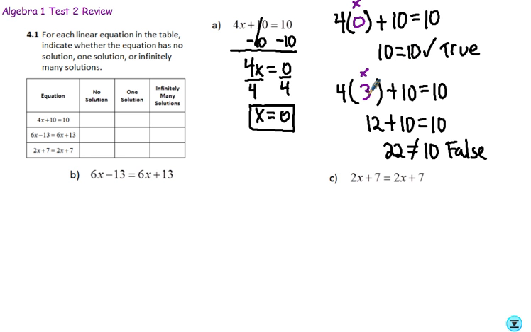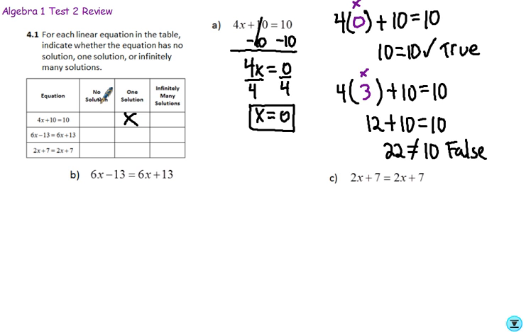Right? So because there's only one number that we could plug in for x that would give you a true statement, that means that there's only one solution. So for 4x plus 10 equals 10, the answer there, or at least the box we would check, would be one solution. Alright, so let's try another one and then we'll see if we can make sense of no solution and infinitely many solutions.